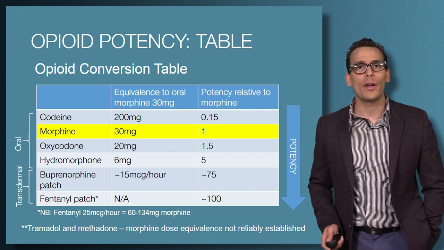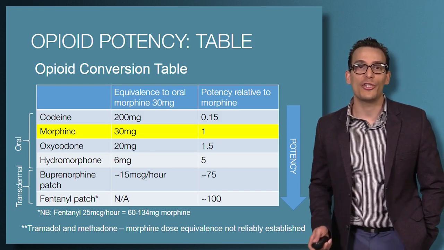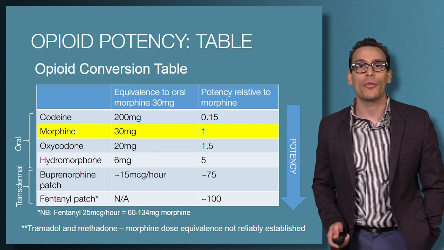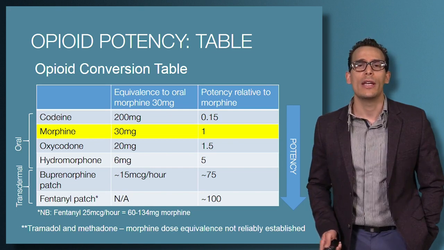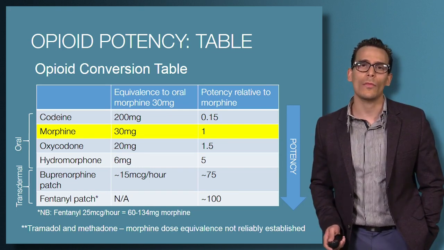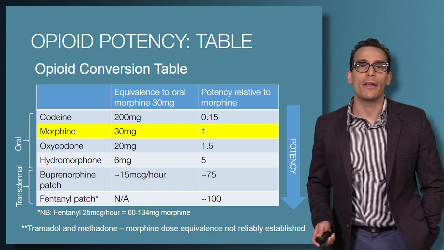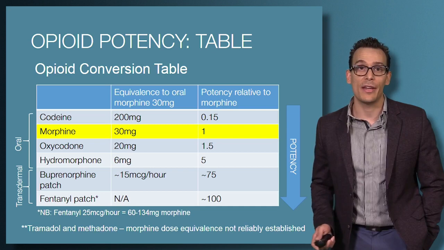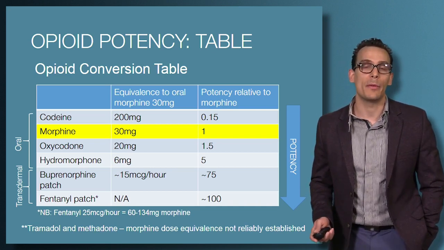So fentanyl 25 micrograms per hour over a 24-hour period gives the same analgesia or effect as 60 to 134 milligrams of oral morphine. Because of this wide range, it's difficult to get an equivalence for 30 milligrams of oral morphine. And one of the reasons why this range is so large is the fact that in this case fentanyl is being absorbed via the skin, or transdermally, which is much more variable than an opioid that may be absorbed by mouth.